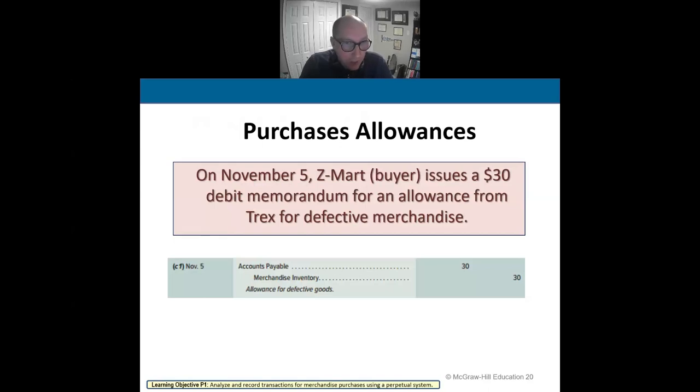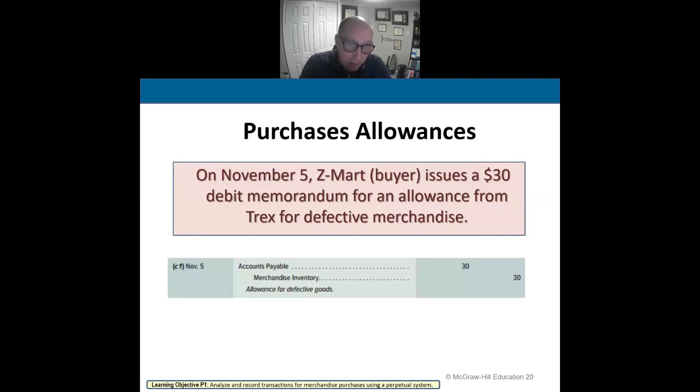Okay, so here's a purchase allowance example. I bought some stuff from my supplier. It was damaged. Not all of it was damaged, but some of it was. So instead of me returning the whole order, I called my supplier up and they said, hey, just take a discount on your next order, or take the discount off of what you owe us. So I decided to take it off what I already owe them.